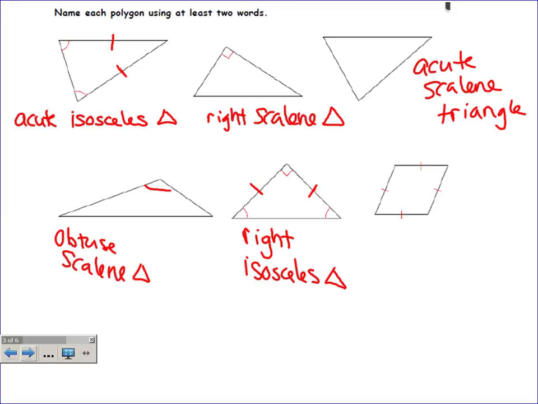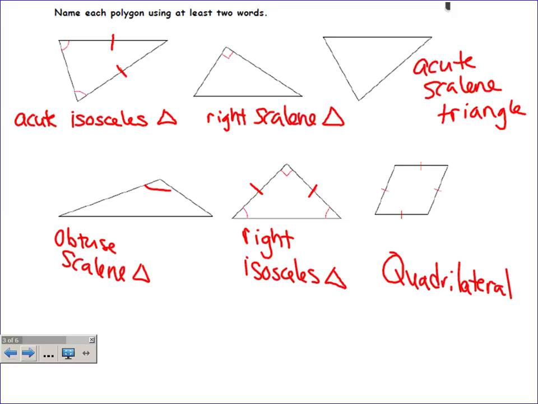Okay. Is the next one a triangle? No. What is it? It's a quadrilateral. That's going to be one of our words. So, quadrilateral. Make sure you spell it correctly. Quadrilateral.